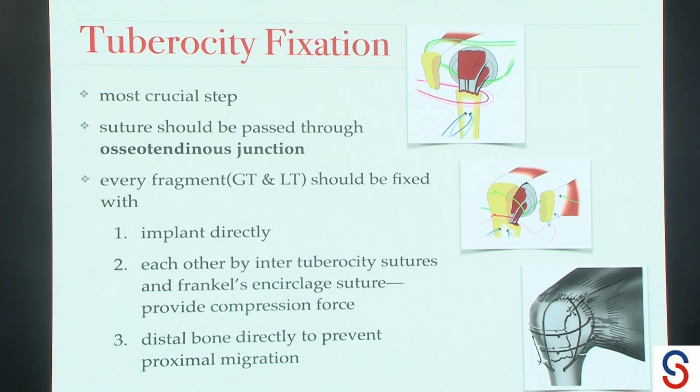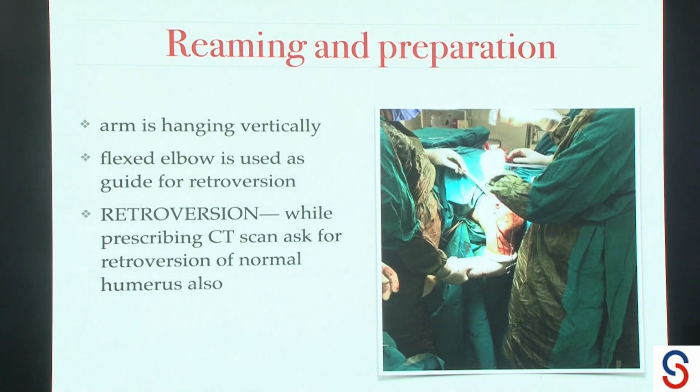And every fragment, whether it's GT or LT, should always be fixed with each other, directly with the implant and directly with the distal bone, so that there are the least chances of migration. Next. Retroversion, this is important. While reaming, we keep the arm in a hanging vertical position and flex the elbow to use as a guide for the retroversion.